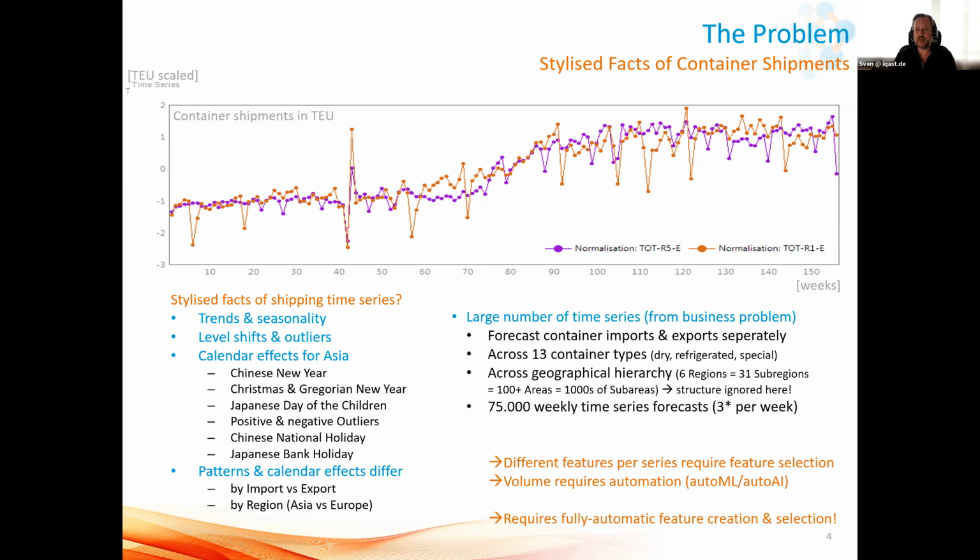And the second problem is that there's not just a single time series we have to forecast, but we actually have to forecast 75,000 weekly time series 3 times a week. So you can see that there's a scaling issue as well, right? Because it's not just one container type, there's many different container types. There's a geographical hierarchy that we have to consider. So we need to consider different features per time series. And the volume really requires full automation, as Nikki mentioned, for AutoML, Auto AI. So it requires fully automatic feature creation and selection. That's one of the challenges we face.